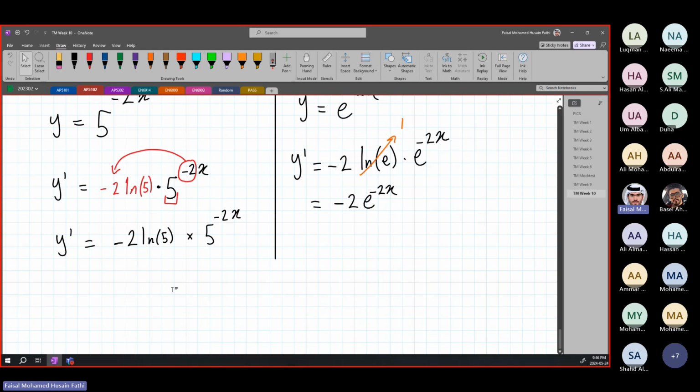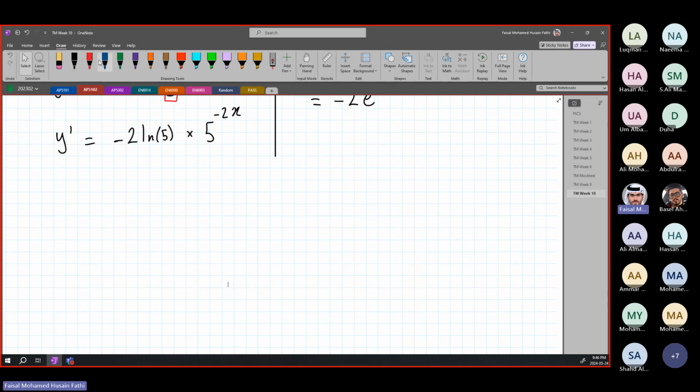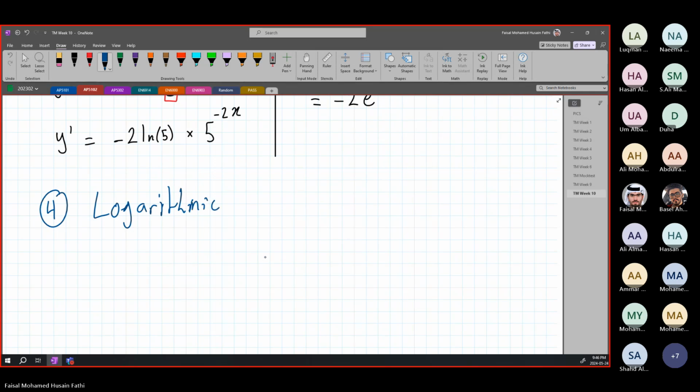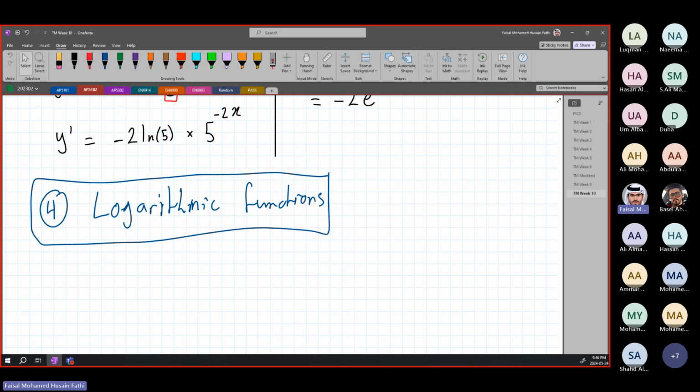The last part before I conclude, so we have reached now exponential form. The last part, which is 4, is the logarithmic functions. So what are the logarithmic functions? Logarithmic functions are simple. Either you have log of x or you have ln of x. I'm going to do basic ones for now. I don't want to confuse you guys too much.